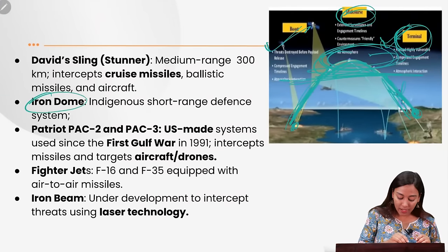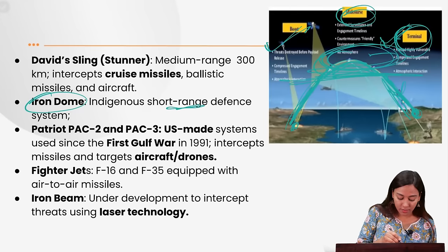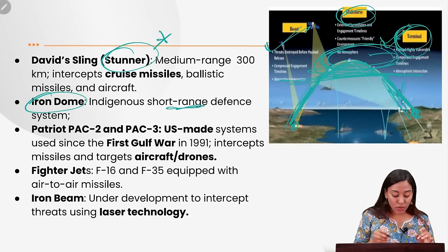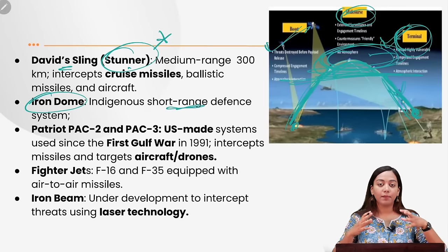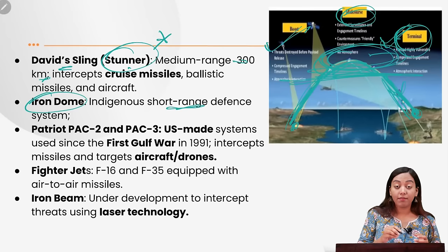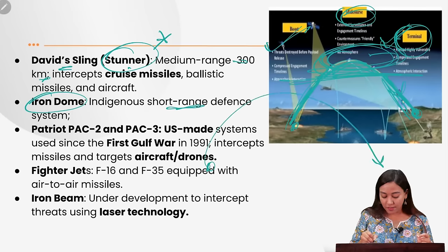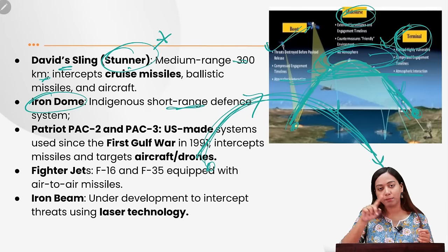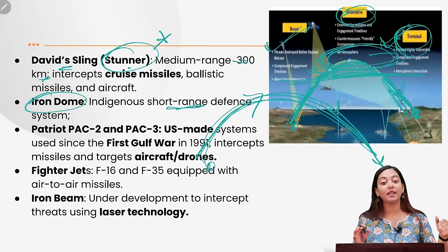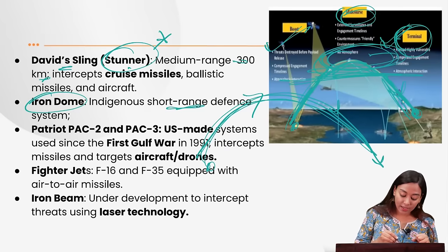Then we have the Iron Dome. Iron Dome is a short-range defense system intercepting somewhere about 100 to 200 kilometers. But we have Stunner, lesser heard of because they are not using it. This is known as David's Sling or Stunner. This is a medium-range interceptor with a range of up to 300 kilometers. They have the capacity of not only intercepting ballistic missiles. Ballistic missiles are very easily detectable because of their predictable parabolic trajectory. But cruise missiles can be guided, can be hovered, and are very difficult to intercept, very difficult to understand where they're coming from and where they're going. It can intercept those as well.